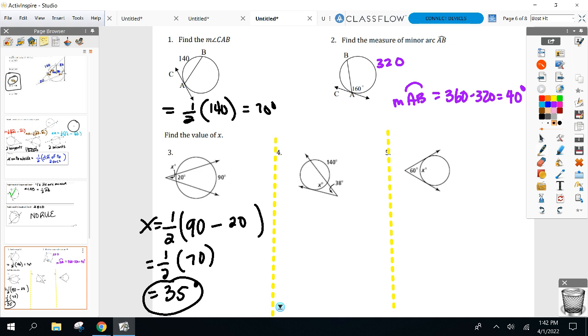All right, now we're getting serious. This is honors level right now, number 4. Where's the 38? Where is it? Outside. Discussion's over, right? That 38 came from taking 1/2 of 2 arcs being subtracted. Agreed? What's the smaller arc?